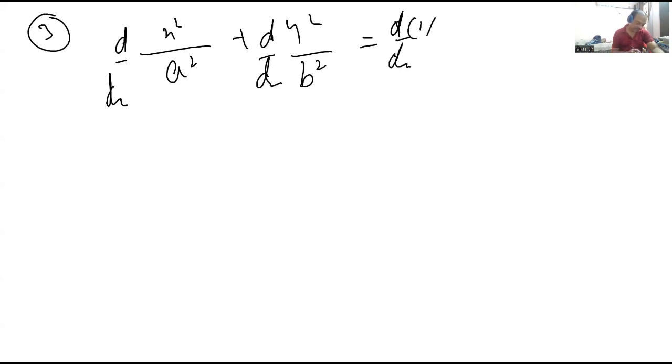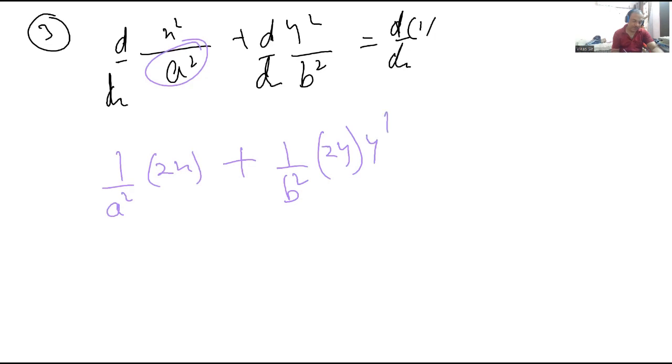Now if you differentiate it, a squared is a constant term and remains outside, and you differentiate x squared, which gives 2x, plus you will have 1 over b squared, and when you differentiate y squared it gives 2y y dash, equals 0, since d by dx of 1 is 0.